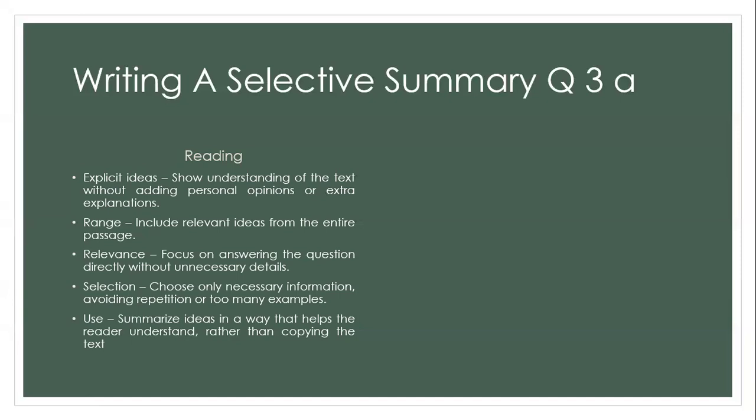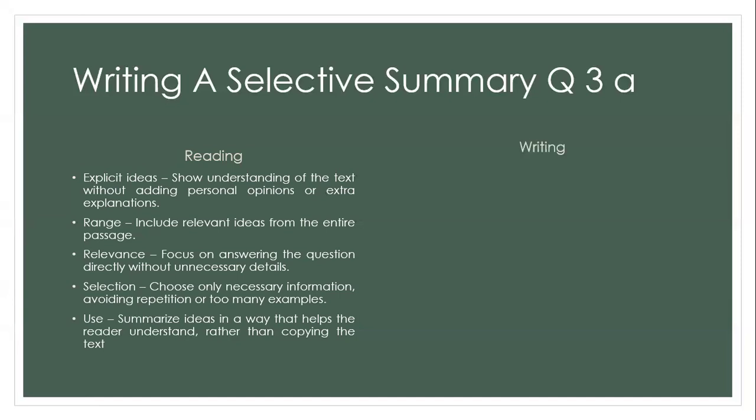So these five things are the particular aspects that are going to be judged under this specific umbrella of reading. And let me just summarize it very quickly. You are going to be assessed on the basis of five specific skills: explicit ideas, range, relevance, selection, and use.